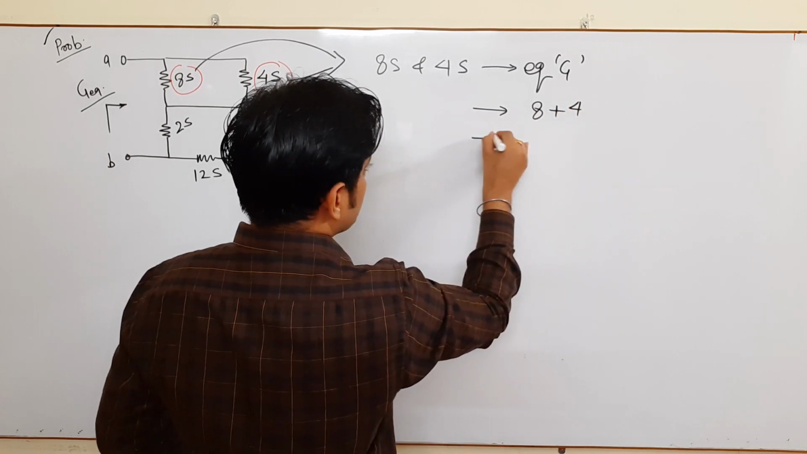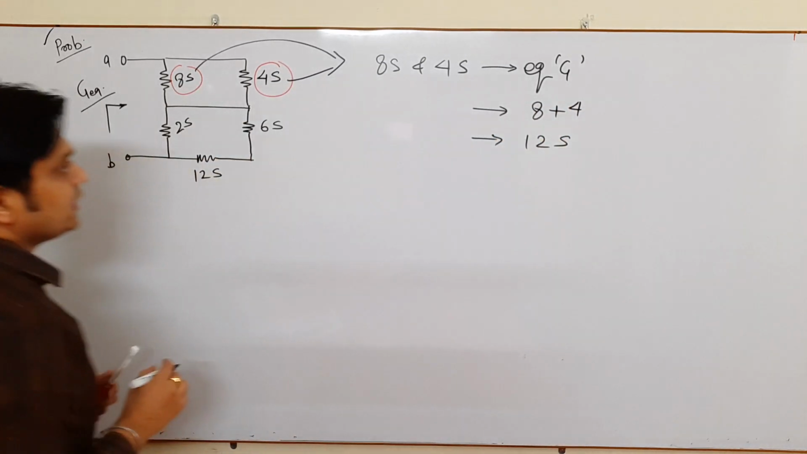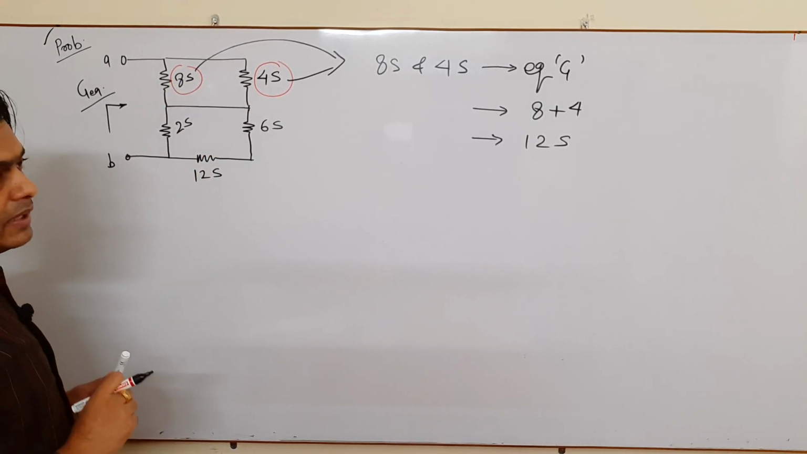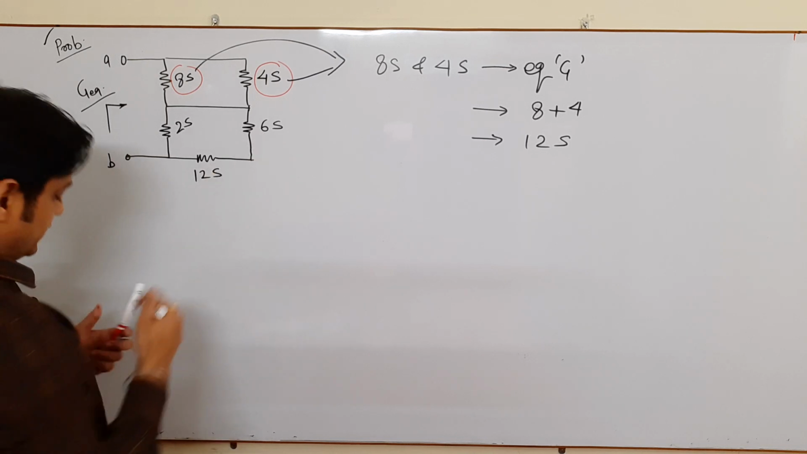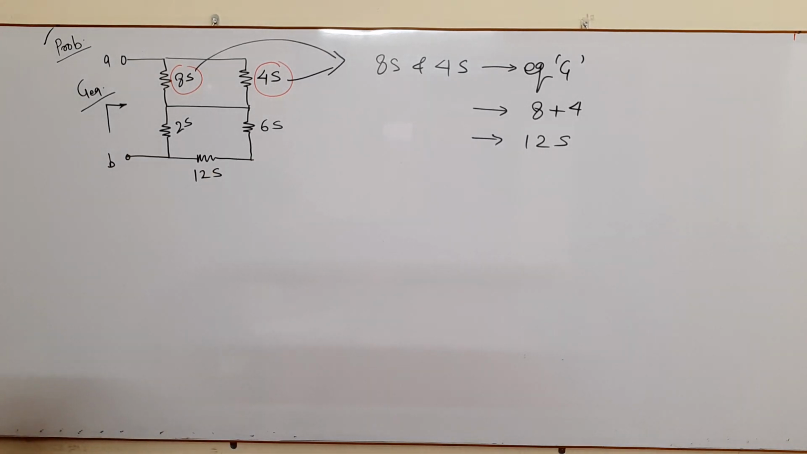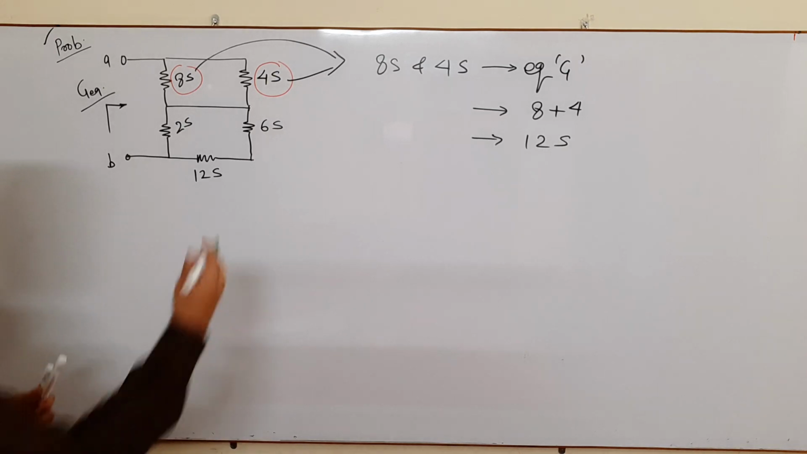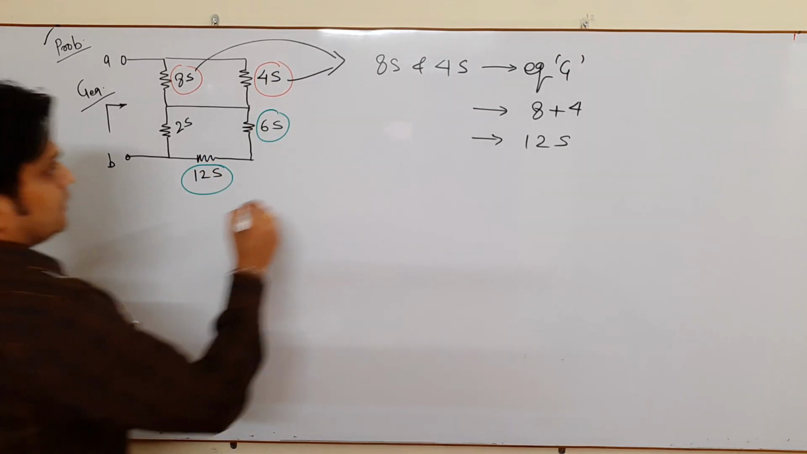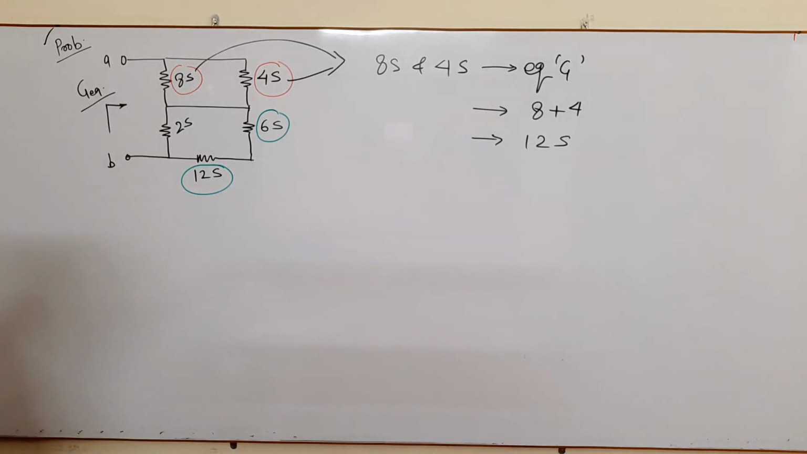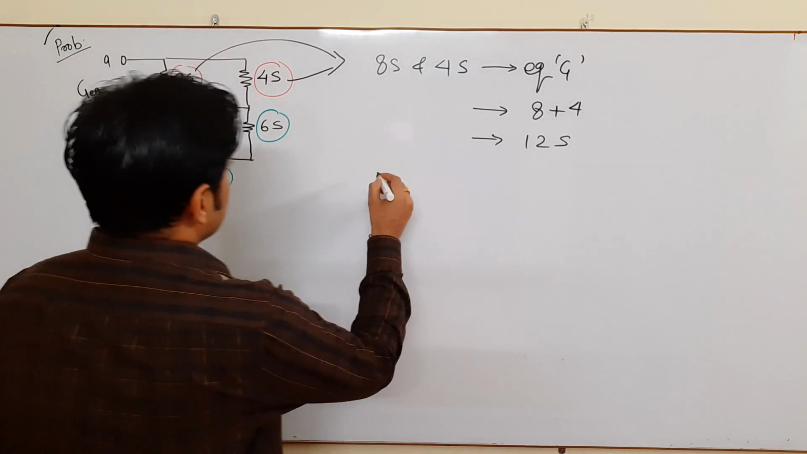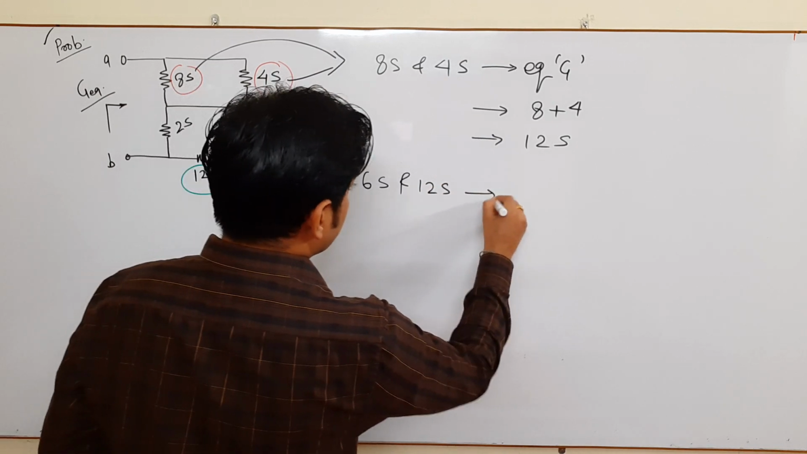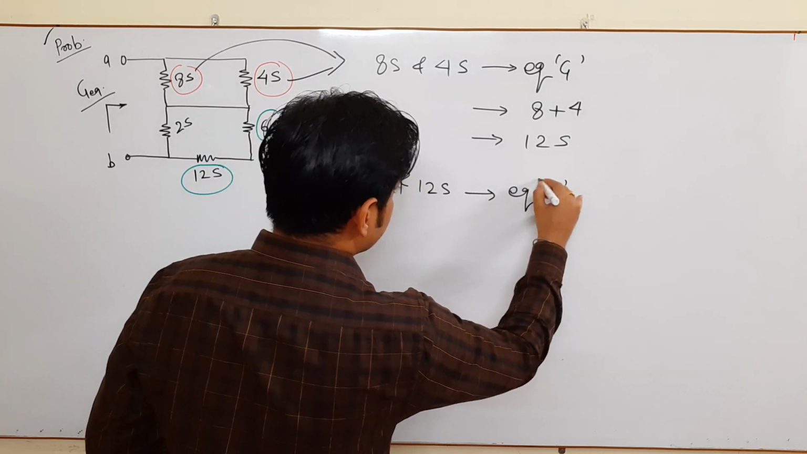So that comes to be how much? It is 12 Siemens. Why? Because it is connected in parallel, so we have simply added. Now come to here, when we are talking about this 6 Siemens and this 12 Siemens, you have to find the equivalent G.